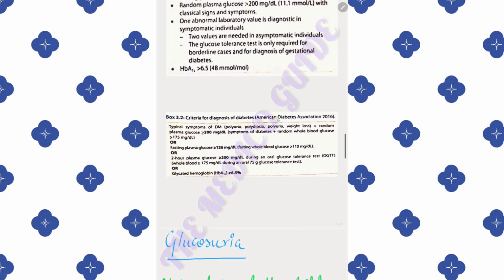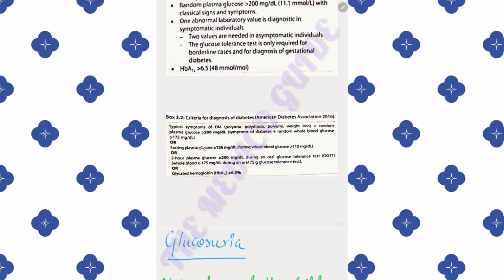So according to the American Diabetes Association, typical symptoms of diabetes mellitus, that is polyuria, polydipsia, weight loss, plus random plasma glucose more than 200, symptoms of diabetes plus RBS of more than 175 mg per dl. Now this is the first criteria.